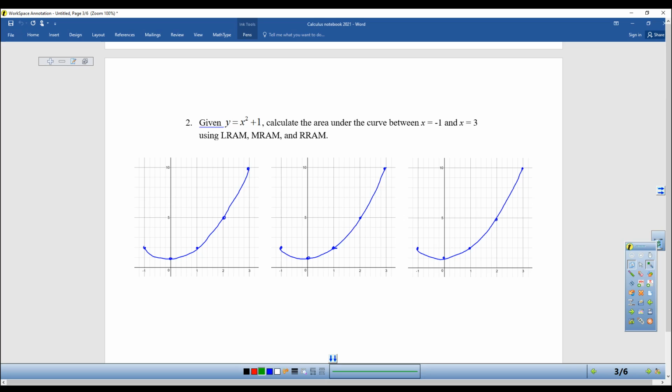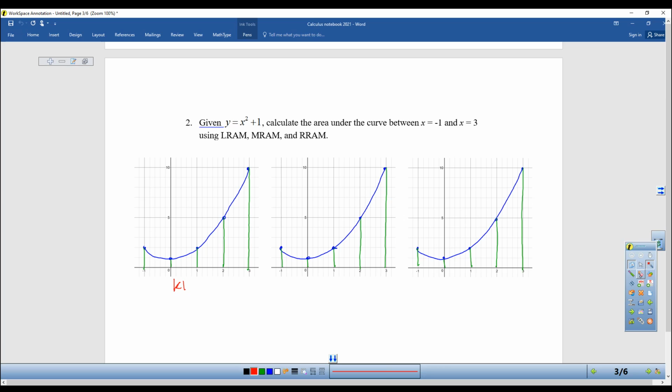The first thing I do is I make my rectangles. If you're taking the AP exam, they will tell you how many rectangles they want. They're never going to give you that many. The goal is not to give you busy work, it's to make sure you understand it. So we're going to do 1, 2, 3, 4 sections again, and they each have a width of 1. It doesn't matter if you do MRAM, RRAM, or LRAM. You can still draw the rectangles the same, and that's important. You can make these lines first before you even know which one you're going to do. So we'll go ahead and do LRAM first.